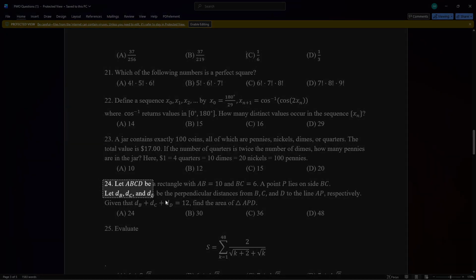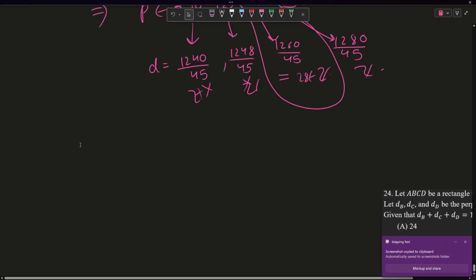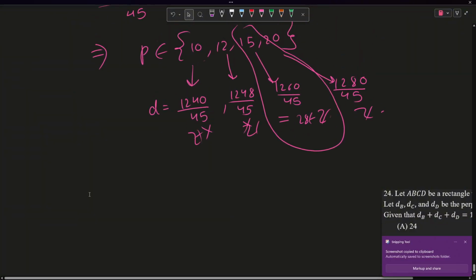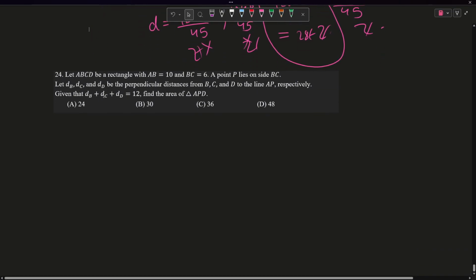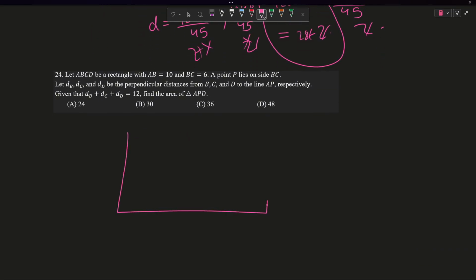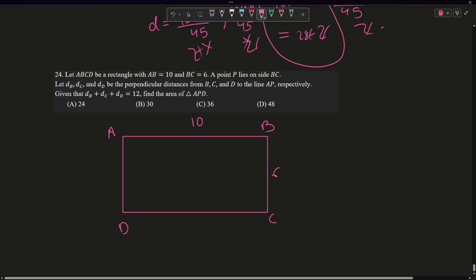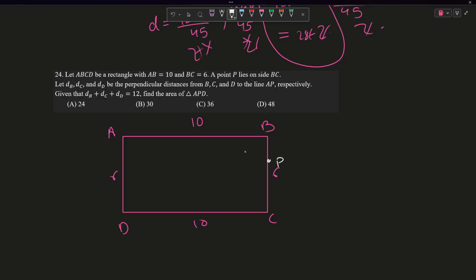Question number 24. So let's see. We have a rectangle with sides 10 and 6. So A, B, C, and D, this is 10 and this is 6 basically. And then we have some point P on BC, and we connect AP. So we need AP, okay, and then DP.